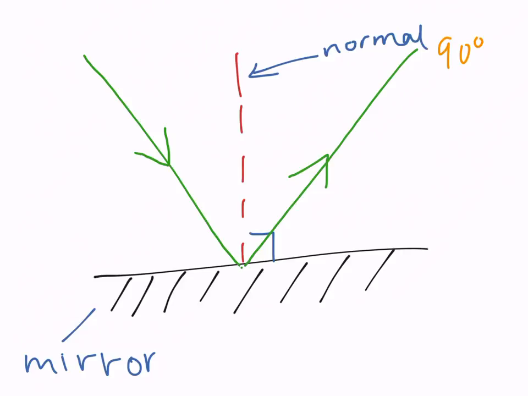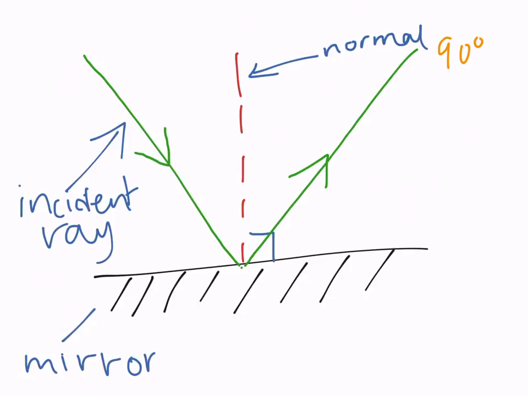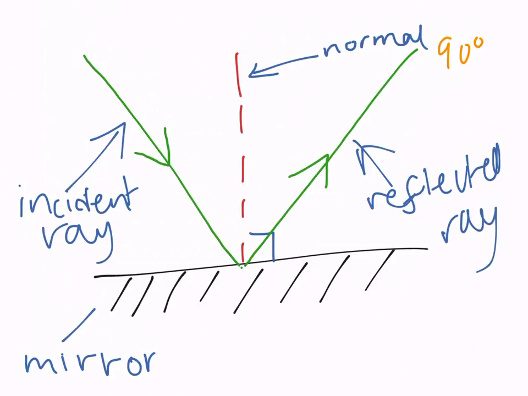Now, what we're talking about when we say the angle of incidence is the angle of reflection. Well, this is the incident ray, and this ray here is the reflected ray. So the angle of incidence is the angle between the incident ray and the normal, and the angle of reflection is the angle between the normal and the reflected ray. So these angles are always the same.